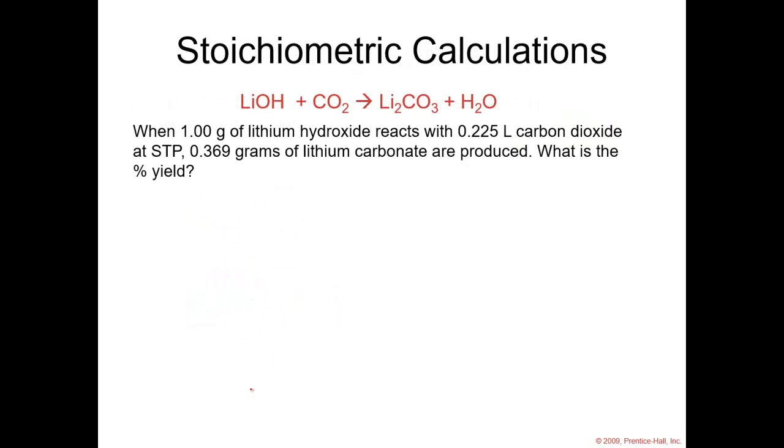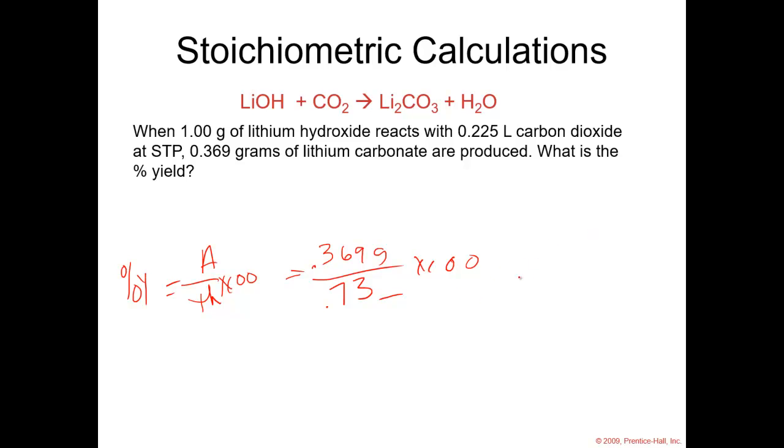Alright, when I have 1 gram of lithium hydroxide reacting with 0.225 liters, and I make 0.369 grams. So this is the same problem I just worked on. And so I have 0.369 grams is what I made. So this is actual over theoretical times 100 is my percent yield. That's going to be 0.369 over what I should have made, which was 0.73 something, right? Times 100. If I'm doing this as multiple choice, then this looks like about 50%. I can use a calculator and get more precise than that if it's free response, but it's about a 50% yield.